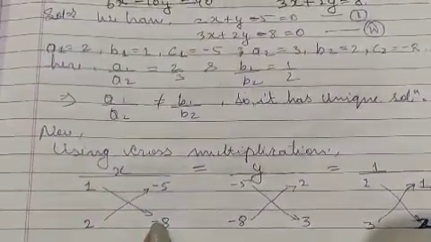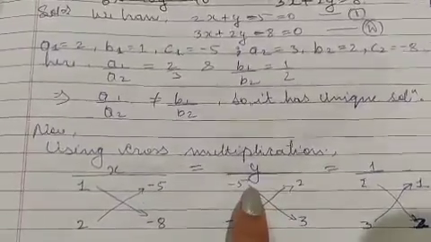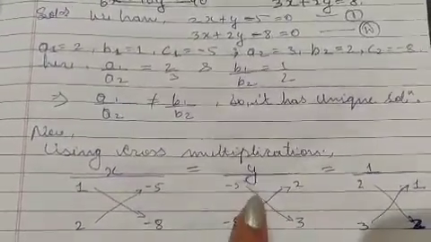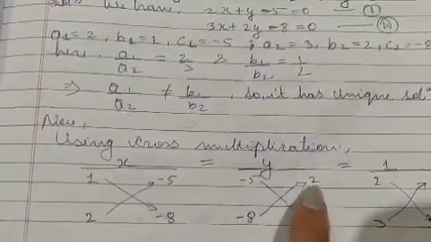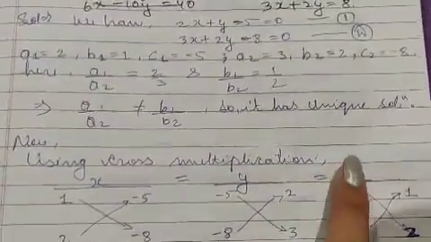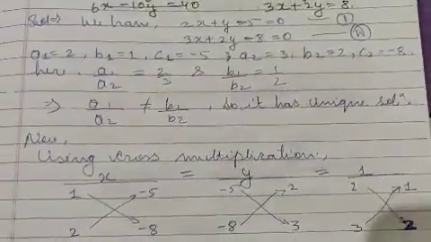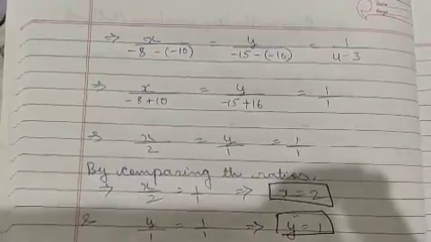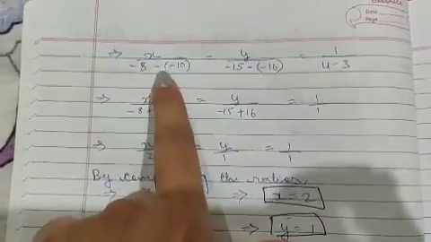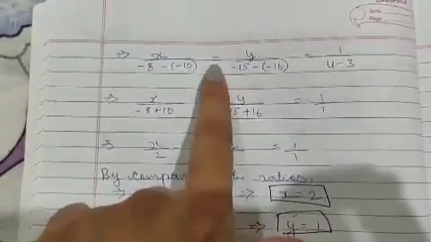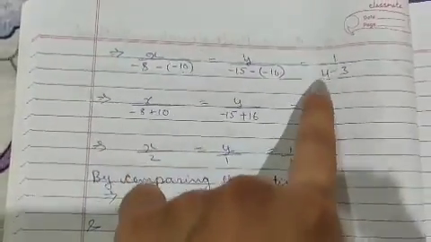1 multiply -8 minus 2 multiply -5. Okay, that is the denominator of x. Now the denominator of y: -5 multiply 3 minus -8 into 2. Now the denominator of the constant term: 2 into 2 minus 3 into 1. Okay, now see, x upon -8 after cross multiplying, minus 10, is equal to y upon -15 minus -16 is equal to 1 upon 4 minus 3.